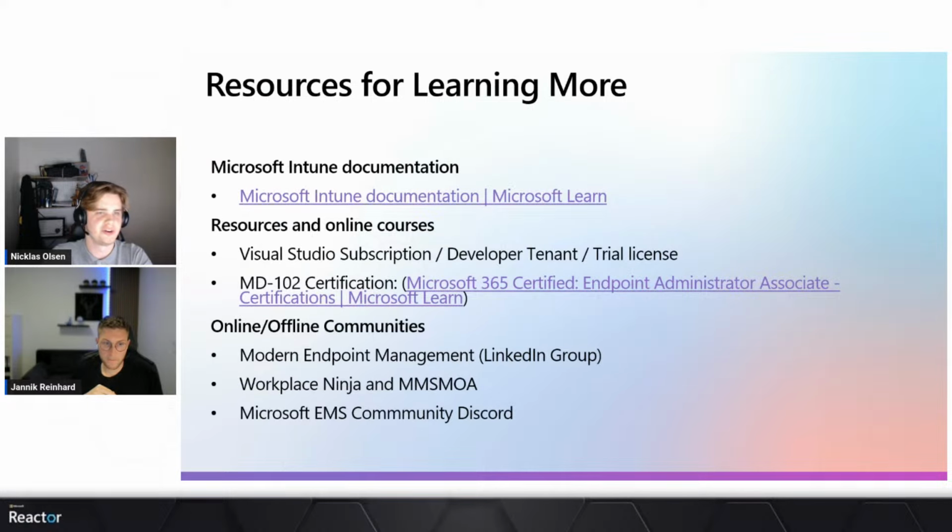So just to quickly go through the slide. If you're new to Intune, take a look at the Intune documentation. A link will be posted in the chat. If you're looking to get your hands on with Intune, if you have the Visual Studio subscription, you can activate the developer tenant. But if you don't, you can also activate a trial license on Microsoft 365 Business Premium as an example, or maybe buy one license. It's totally up to you. But it's very important that you get hands on with the technology as well.